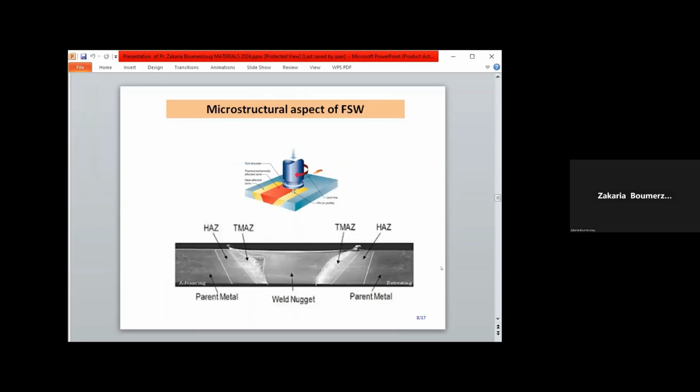Now, from the metallurgical aspect of friction welding, in general, the welded joint is formed by three main zones. The first one, for example here, is the parent metal or base metal. After that, there is the heat affected zone. After that, there is the thermomechanical affected zone. And the central zone is the welded nugget. Here we have a stir, it means a mixture between the two pieces after this process.